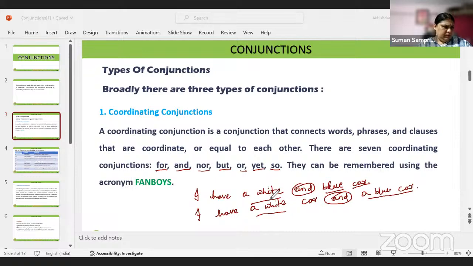Sorry, I was unable to see your chats. Now I can see it. There has been a lag. So yes, conjunctions are what? Very good. And good evening, everyone.